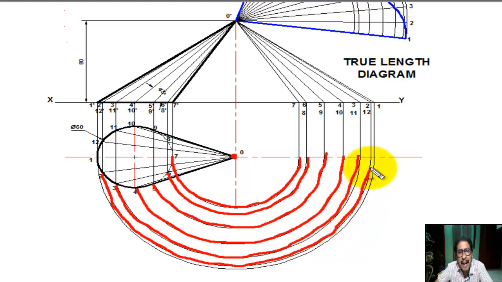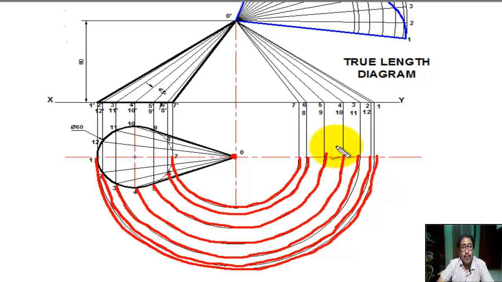Draw this arc up to the center line. Draw the arc from 1 up to the center line. Now we draw a vertical projection line up to the XY line. This is the point 7.